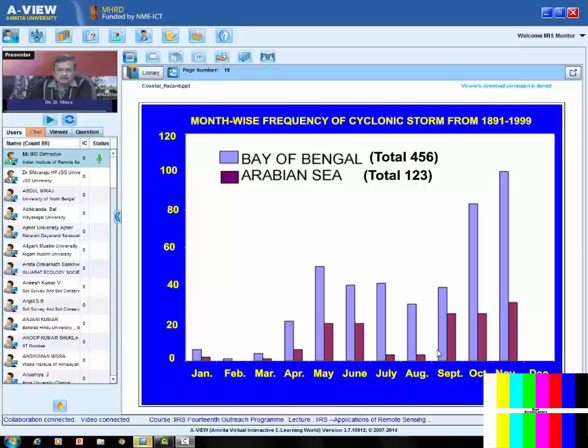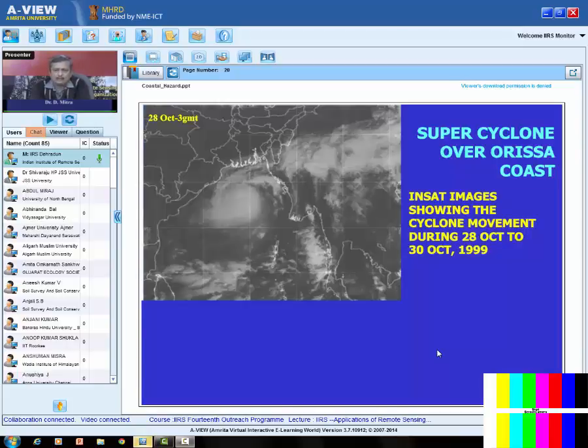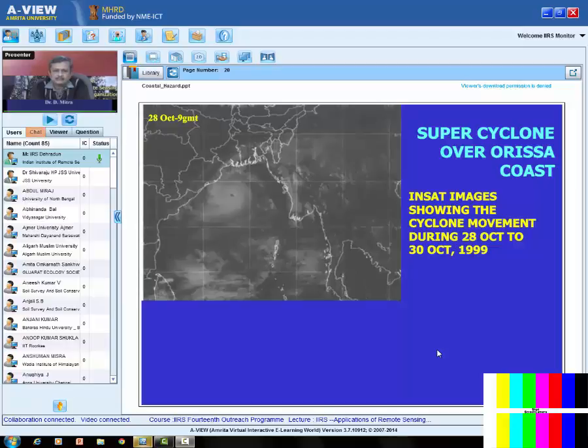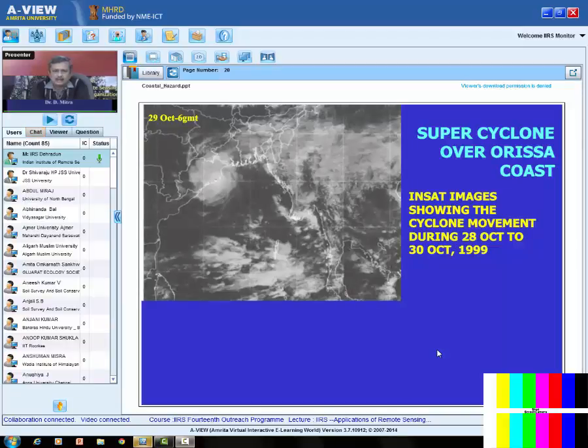And if you see the month-wise distribution, the months like September, October, November are the months where the frequency of cyclones is very high, compared to December, January, February, which are the comparatively calm period. So if you go for a cruise or other things, they are the better months to go on board.